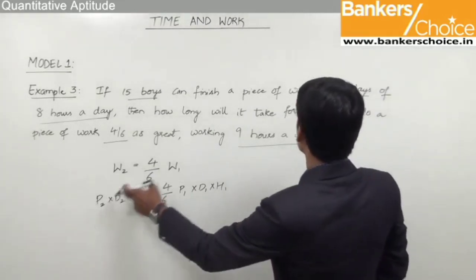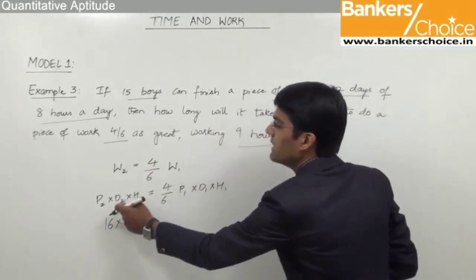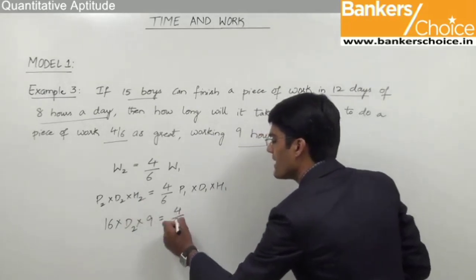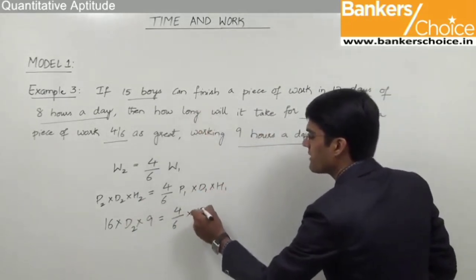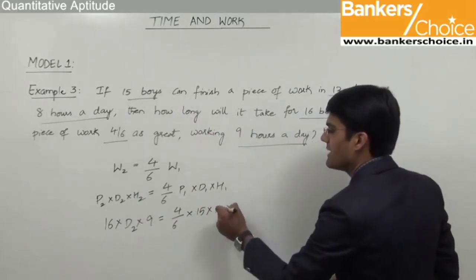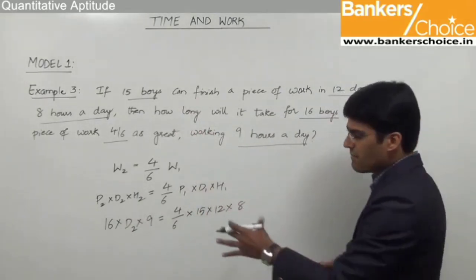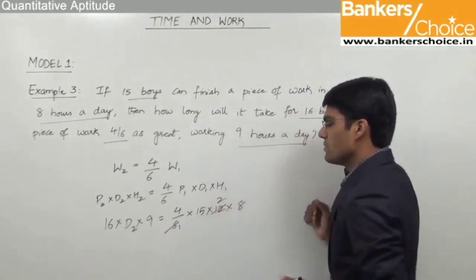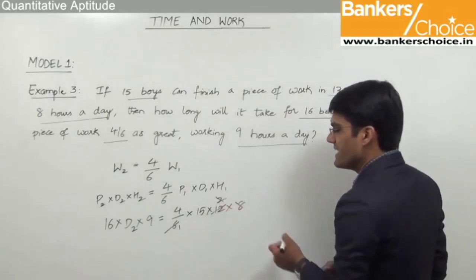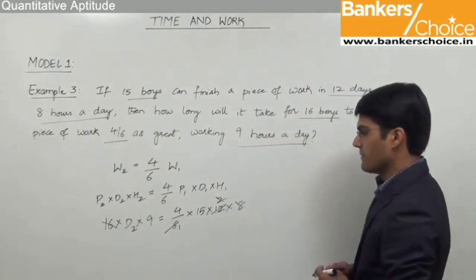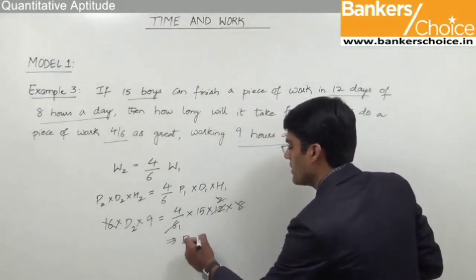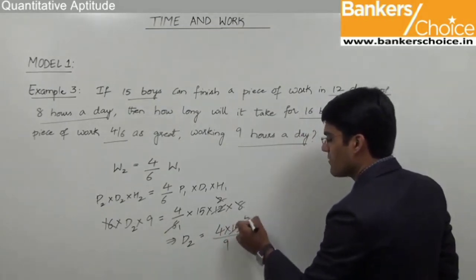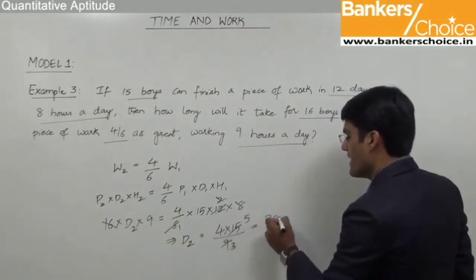Now we know that P2 is equal to 16 boys. So 16 into D2, which has to be calculated, into H2, which is 9 hours a day. This should be equal to 4 by 6 into P1, which is 15 boys, D1 is 12 and H1 is 8 hours a day. Now let us simplify this to find out D2. 6 into 1 and 6 into 2 gives 12. Then 2 into 8 is 16 and here on the left hand side we have got 16. So we can say that D2 should be equal to 4 into 15 divided by 9. So that is nothing but 3 into 5 and 3 into 3. So this is equal to 20 by 3.